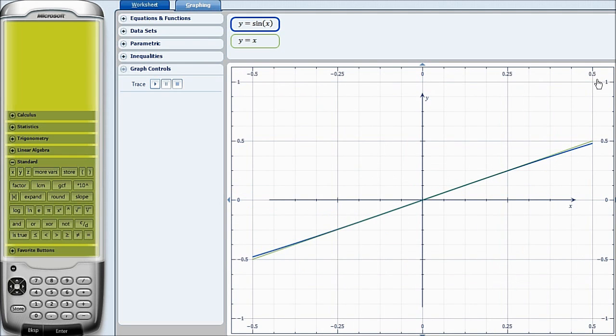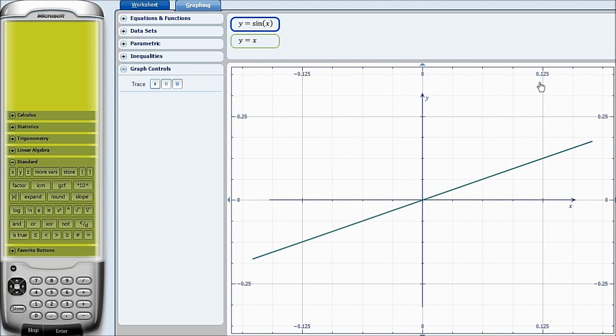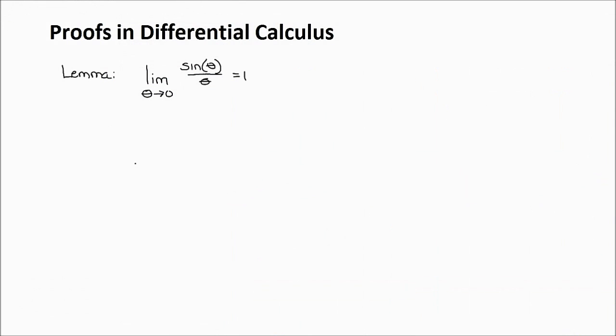Let me zoom in even further. Now my x values range from a negative 0.125 to a positive 0.125, or a negative 1/8 to a positive 1/8. You see that both curves match up almost exactly. In other words, for very small values of x, sine of x and y equals x look almost exactly the same. This is very important in the proof because it basically is telling us that for small values of inputs, the sine is roughly equal to x.